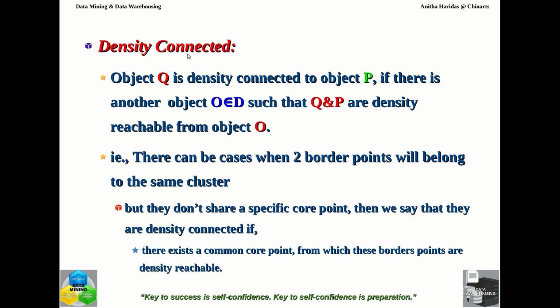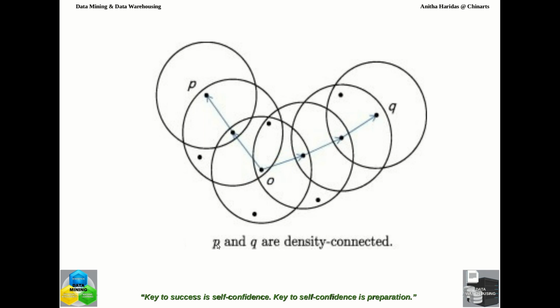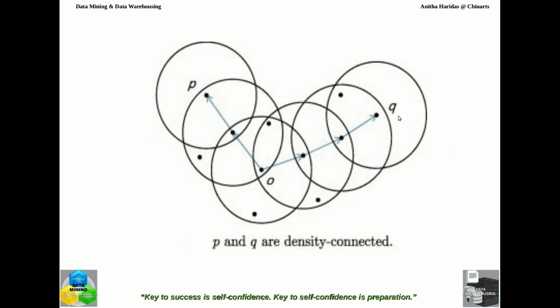Then we have also seen what is density connected. This is the example we have already seen. Q and P are density connected because there is a common core point for both Q and P. P and Q are density connected because there is a common point O which is density reachable from both P and Q. So P and Q are density reachable from object O. You can see P and Q are density reachable from O, a common point. So we can say P and Q are density connected.